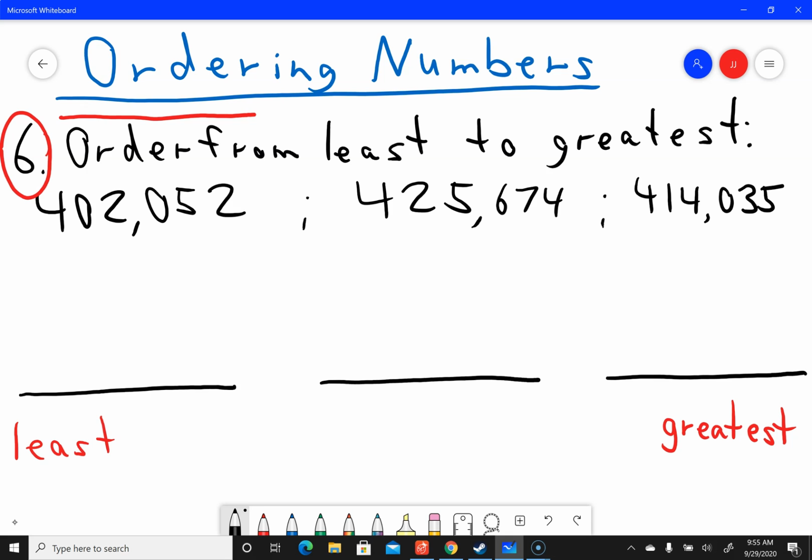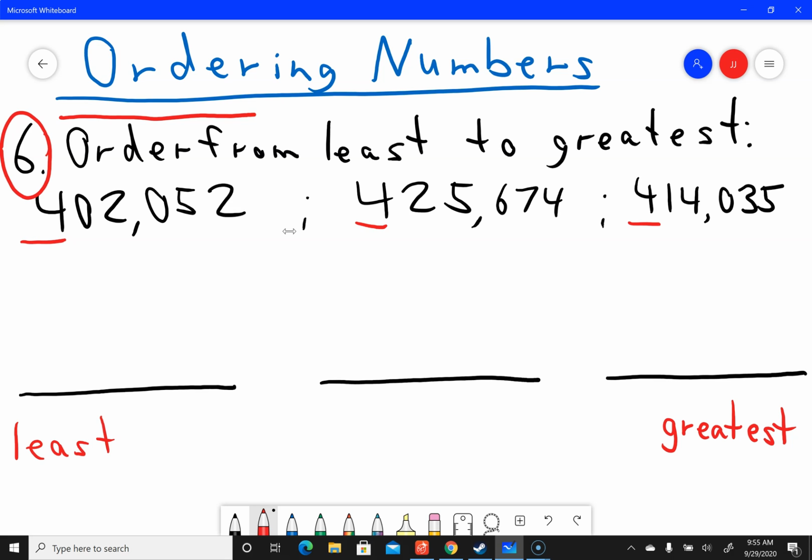First step, I'm going to underline the largest place. The largest place is the 100,000s. And I notice you do the same thing in your book. Take your pencil, underline these 4s in the 100,000s places. Okay, all of them are the same, so I don't know anything yet about how these numbers compare. So I will go on.